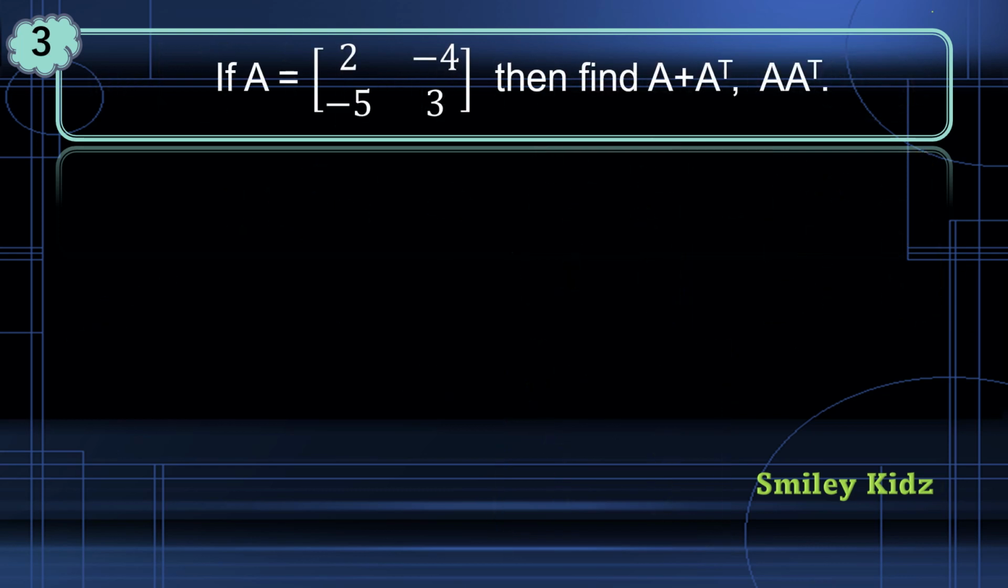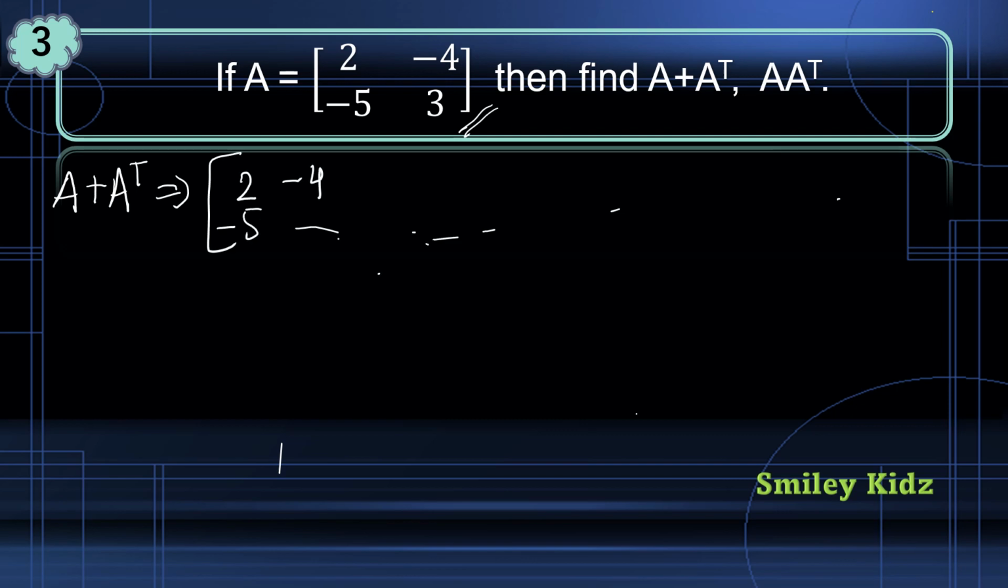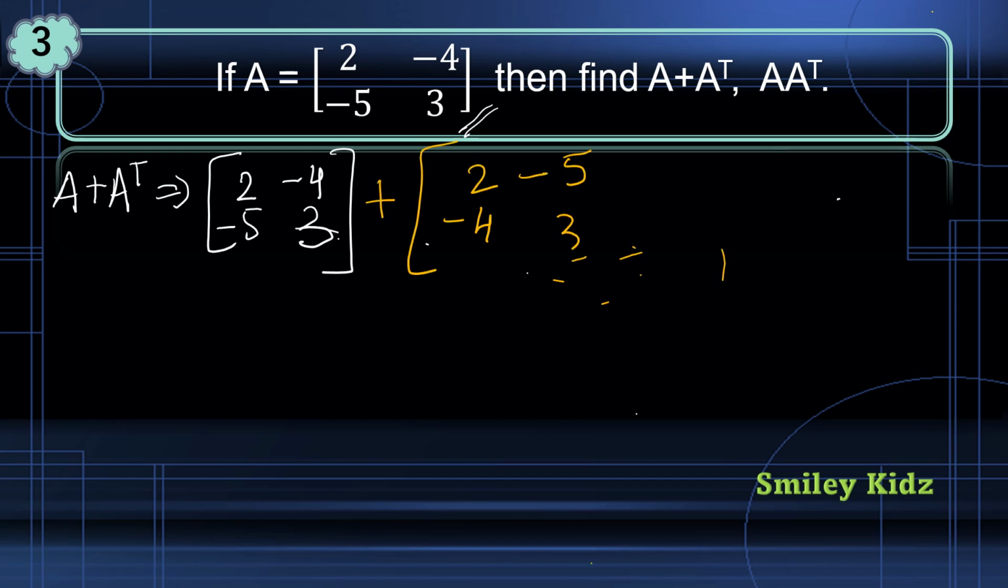Moving forward, we're again given one matrix and we're asked to find out A plus A transpose and A into A transpose. Alright. So here, let me find out A plus A transpose first. Fine. So A is given to us: 2, minus 4, minus 5, 3. Alright. Now what will be the transpose of A? Well, the transpose of A is nothing but rows into columns or columns into rows. Fine. So that is simply going to give me 2, minus 4, minus 5 and 3.